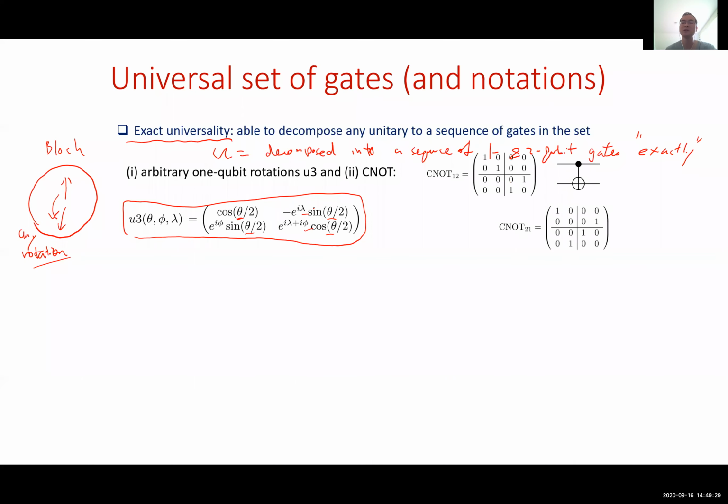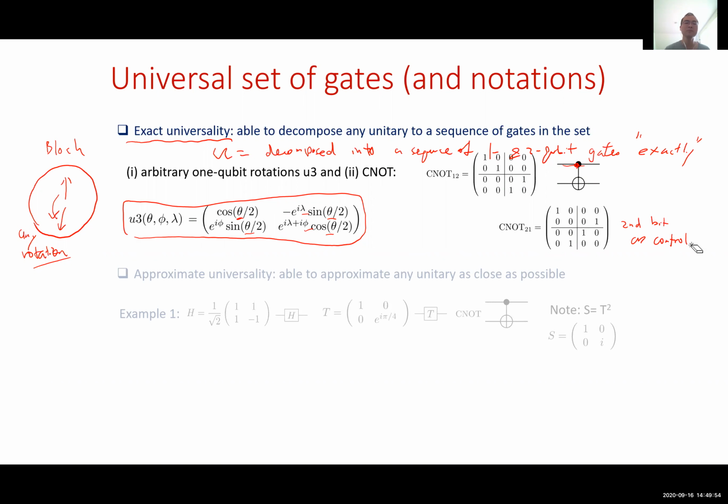But the CNOT is still the same. For the 2 qubit gate, you only need 1. That's the CNOT. And this is the CNOT acting with the first one as control. This is the second bit as control. You've seen this also in your homework. Okay. Yeah, so this I already mentioned.